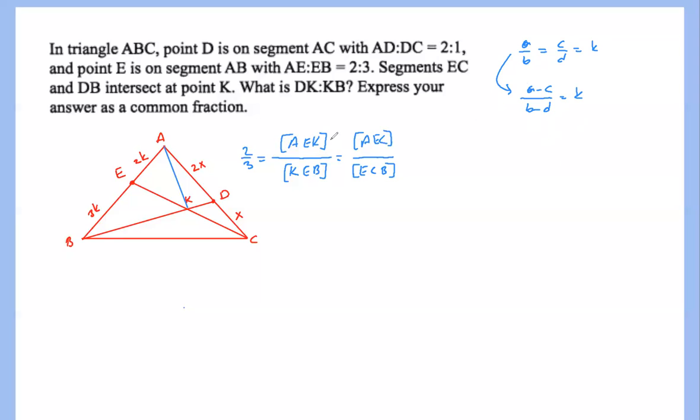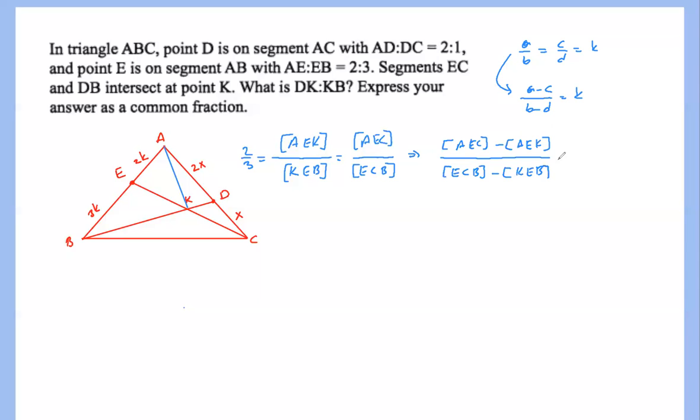Based on this, AEC is the larger triangle, and AEK is the smaller triangle right here. If I take the difference between these, let's see how this is going to look. The area of AEC minus the area of AEK, divided by the area of this triangle, ECB, minus the area of KEB.